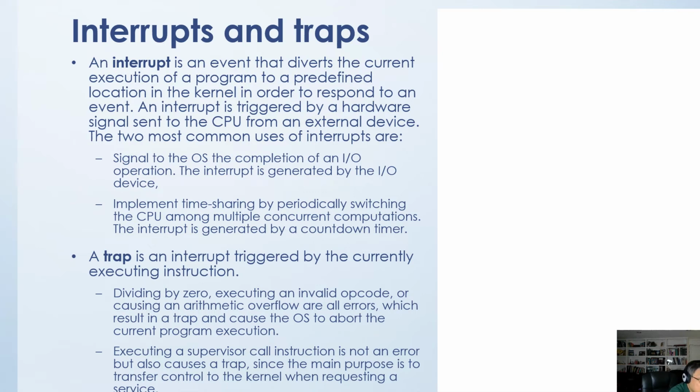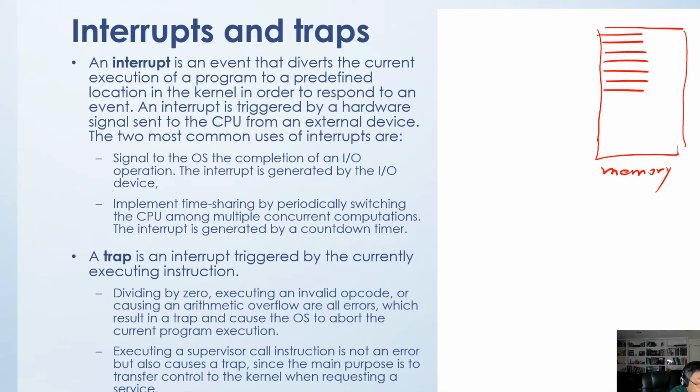Suppose here we have a program running. So let's say this is a memory. In order for the program to run, you need to load the program into the memory as a whole bunch of instructions. And then here is the CPU. Now the CPU and memory are connected through a high-speed connection.